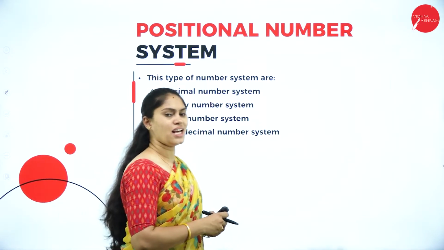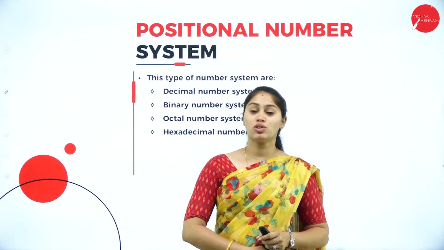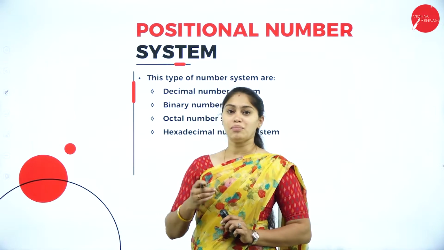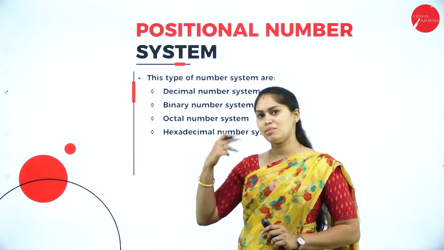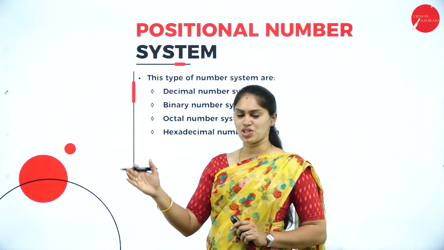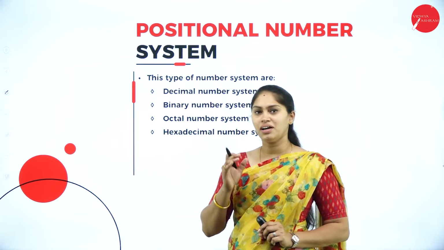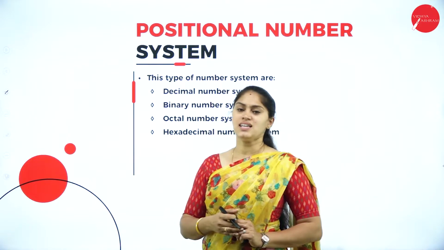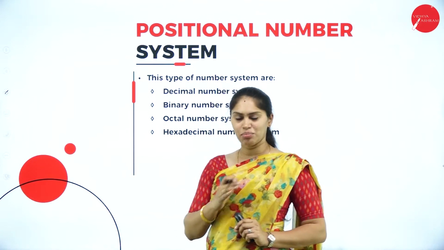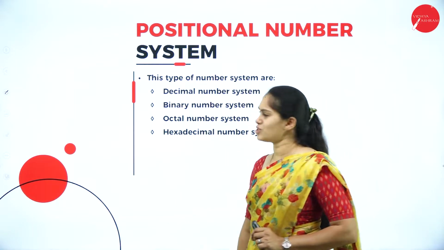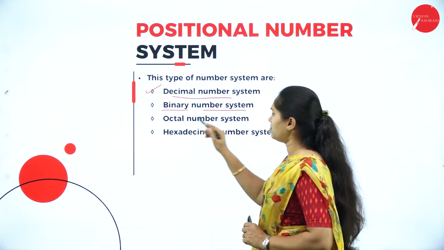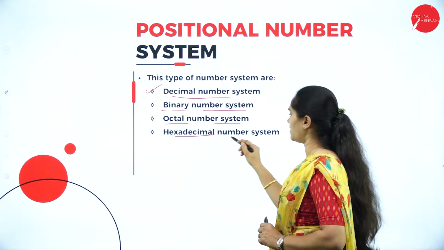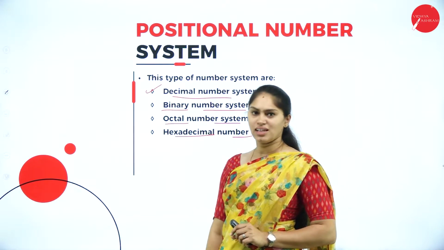That's all regarding positional number system. So here we are representing the numbers in the terms of digits. When we are representing the numbers in the terms of symbols, that is non-positional. If we are representing the number in the terms of digit, then that is positional number system. In the positional number system, again it is of 4 types. That includes decimal number system, binary number system, octal number system, and we have a hexadecimal number system.